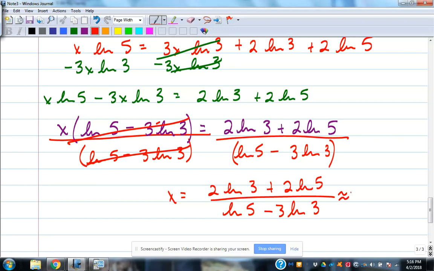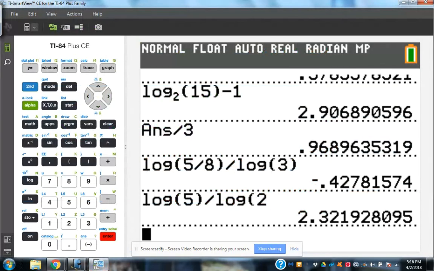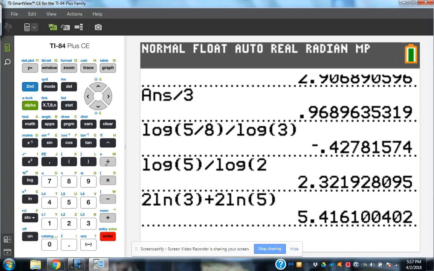And we can get a decimal approximation for such a thing as that. Thank you to the people that invented the graphing calculator. Not 3, actually. Back up. Start over. 2 natural log of 3, close parentheses, plus 2 natural log of 5, close parentheses. That's the numerator. Divided by, then parentheses, natural log of 5 minus 3 natural log of 3. That was the denominator.